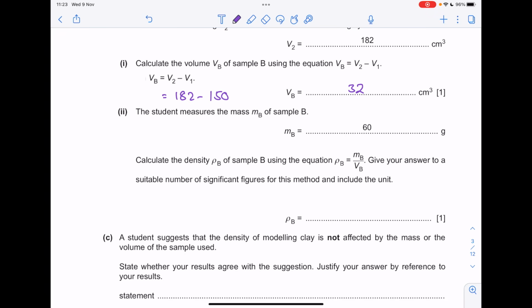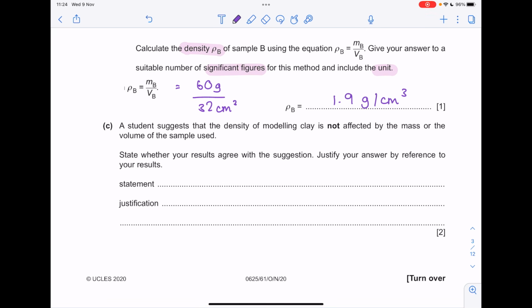The student measures the mass MB of the sample B and finds it to be 60 grams. Calculate the density of sample B using this equation. Give your answer to a suitable number of significant figures, include the unit. So MB was 60 grams. VB was 32 centimetres cubed. So your answer here is 1.9 to two significant figures, same units as before.